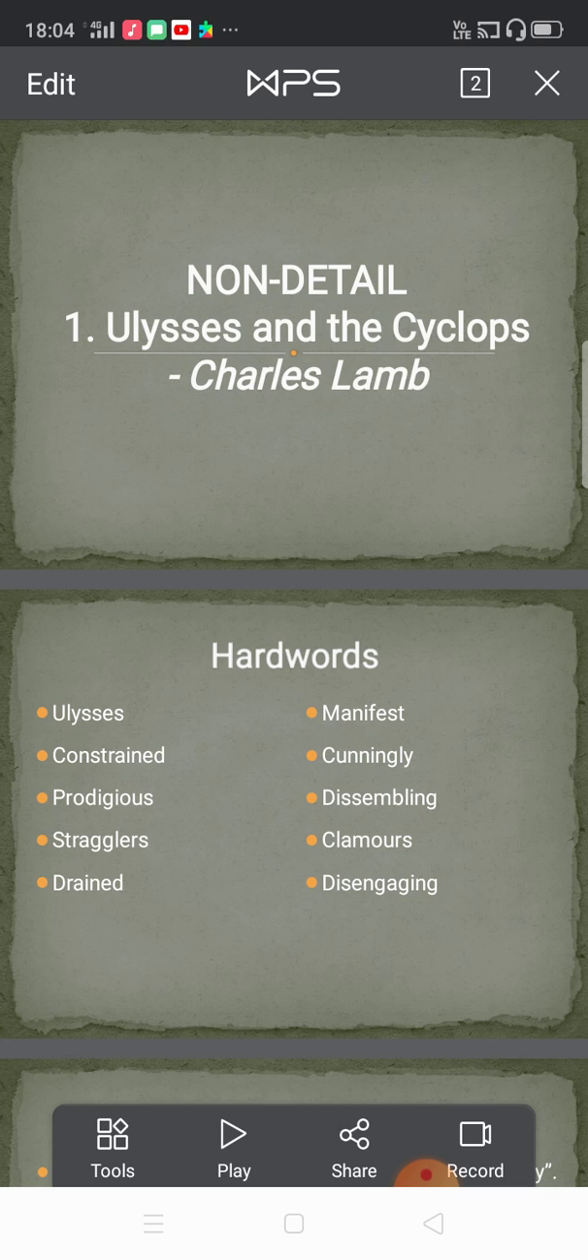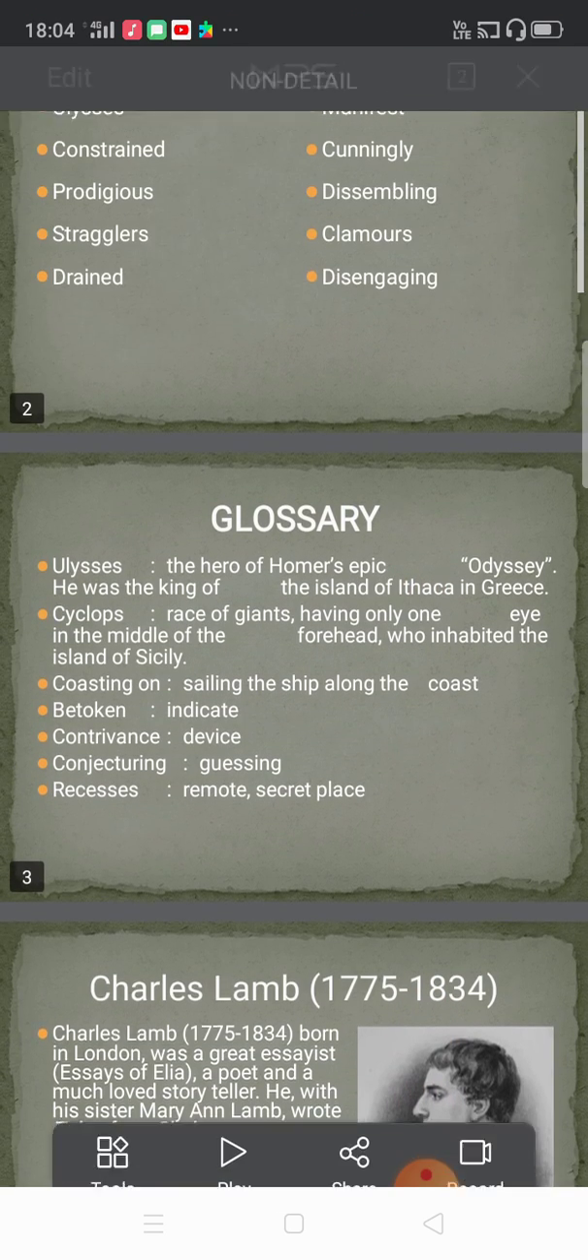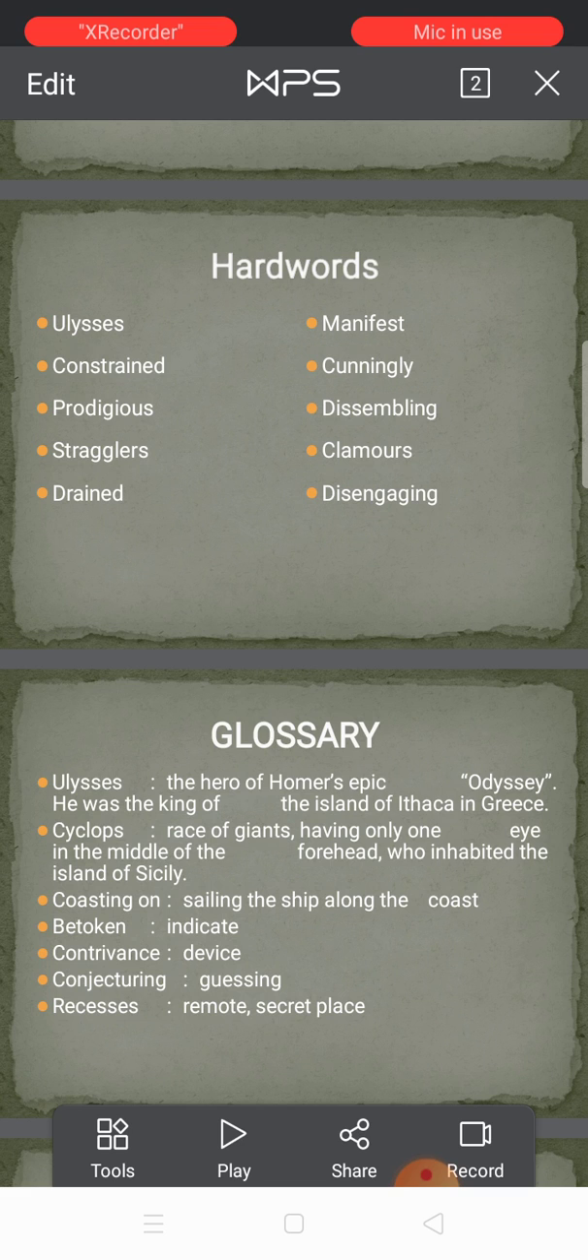Today I will teach you in detail the last chapter, the second part of the English book, that is Ulysses and the Cyclops, written by Charles Lamb. Now first I'll read the hard words. There are two characters, Ulysses and Cyclops.